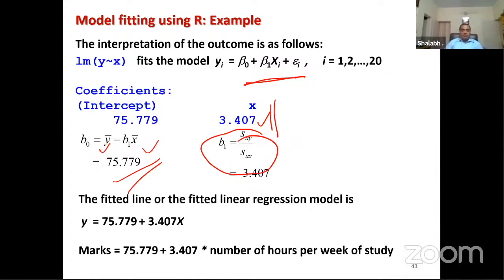Your model was y is equal to beta 0 plus beta 1 x plus epsilon, and now you have obtained it on the basis of the given sample, which is y is equal to b0 plus b1x. This means the marks are equal to 75.779 plus 3.407 into number of hours of study.